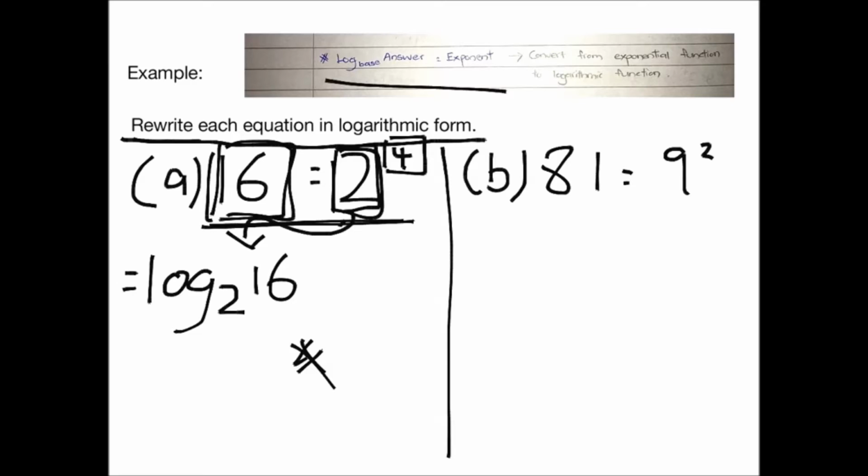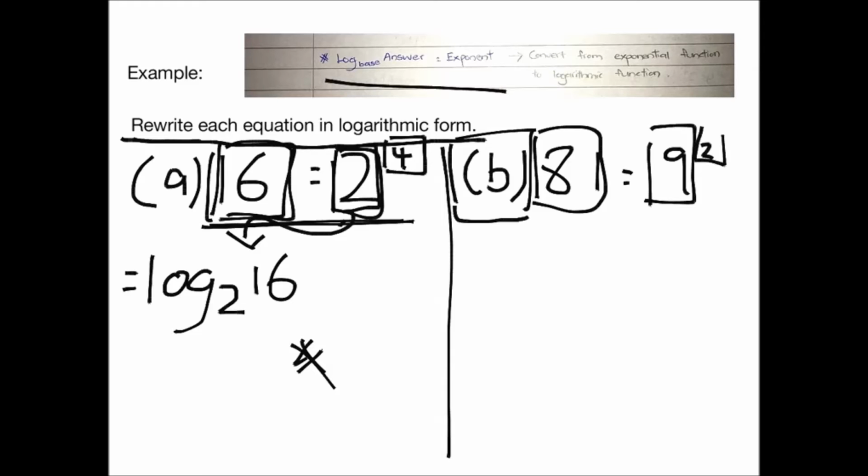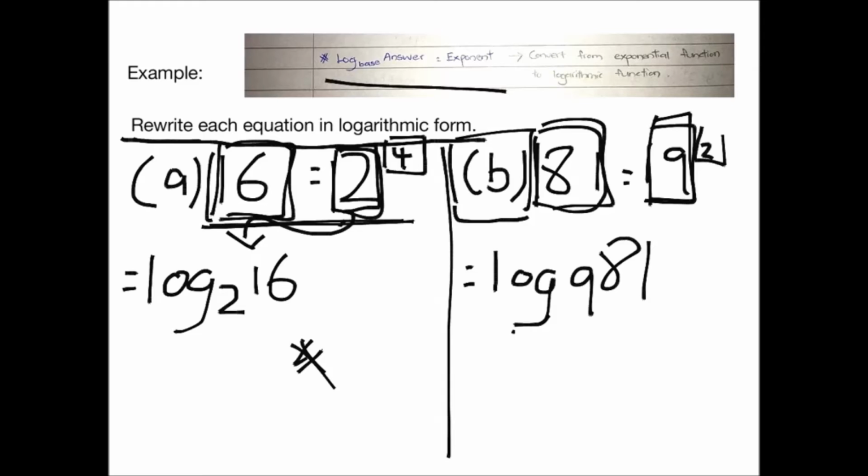Okay, so look at question B. We know that the answer is 81, the base of the exponential form is 9, and the exponent is 2. Same rule: we put log first, then the base of the exponential form, which is 9, and then we take the answer from the exponential form, which is 81, and it's equal to the exponent, which we did here. That's all. It's pretty easy.